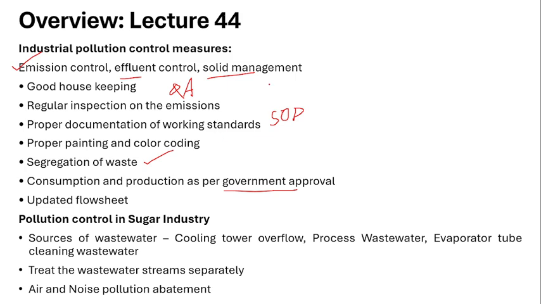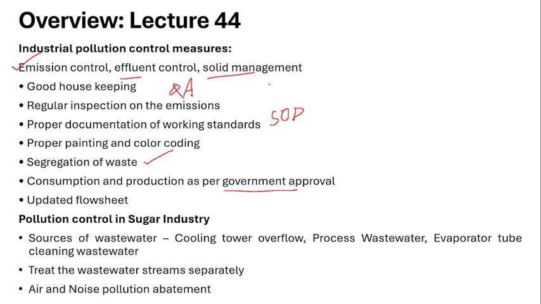Now in this lecture, the example given is the sugar industry. In the sugar industry, different possible ways of pollution control are mentioned here. One is wastewater source control. In the case of wastewater, how is this wastewater produced? It can be an overflow from the cooling tower, or it can be the process wastewater, that is, the water used during the processing of sugar cane.